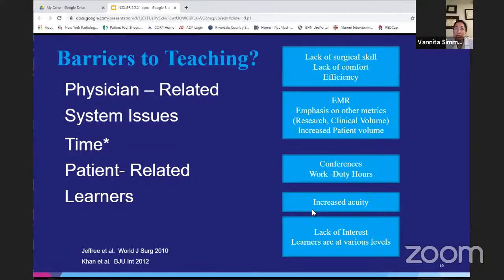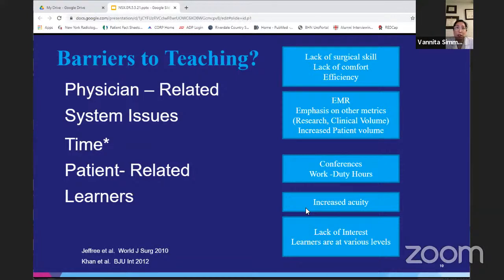Some examples of systems issues are the demand for increased patient volumes. Also the need for documentation, which can be time consuming and can unfortunately take precedence over teaching. As mentioned over and over again, and kind of a theme, time is a big limitation. We have concerns over work violations, limited work days, conferences, all the things that we think of that are competing for our time. Another possible barrier may be patient related.